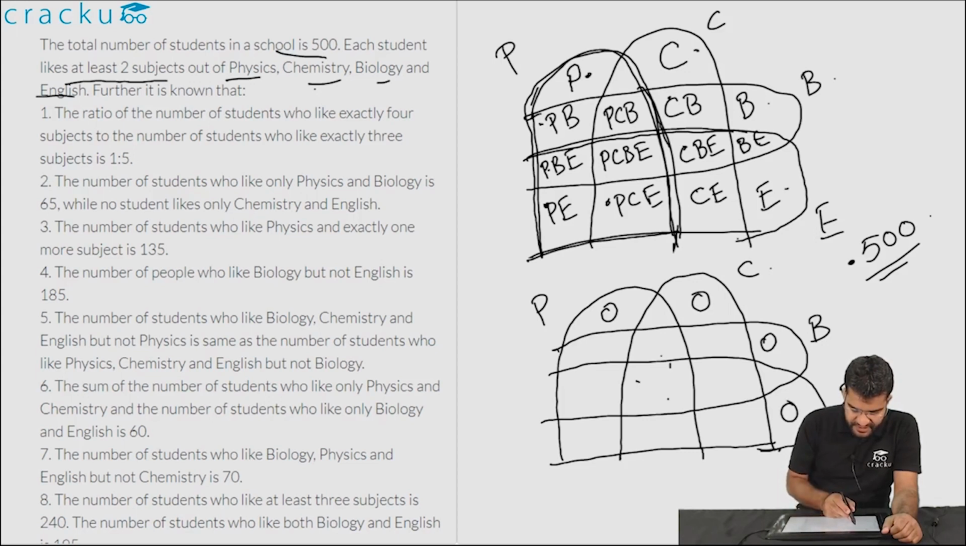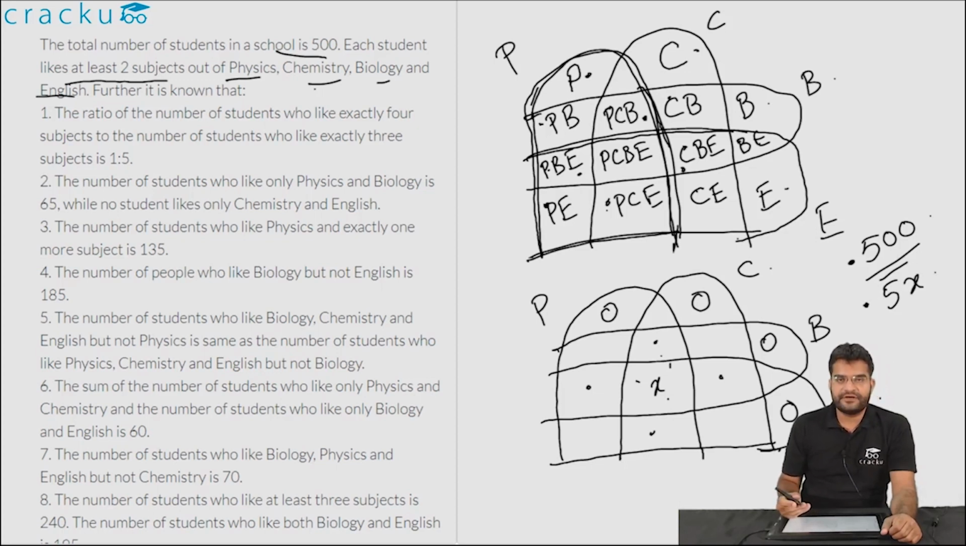Now the ratio of the number of students who like exactly 4 subjects to the number of students who like exactly 3 subjects is 1:5. Now this is the cell which represents the students who like all 4 subjects. Let us assume that it is X. Therefore the sum of these 4 cells, which represent the number of students who like exactly 3 subjects, is equal to 5x. That is another equation we will remember. We'll keep track of all the information that we are not actually representing in these sets to help us solve towards the end. This 5x is the sum of 3.